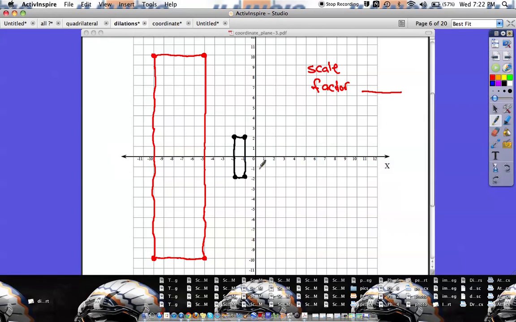In this problem, we're actually given the original shape. Remember, we're always going to show the original shape in black for these, just to keep things simple. And then we need to find what was the scale factor to get from this black shape to the red shape. Now, I know that the shape went from small to big, so that means this is going to have to be a whole number. It's not going to be a fraction. A fraction is only going to be if the shape's going to be smaller.